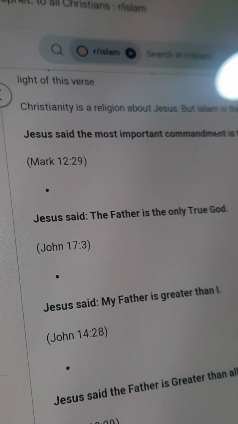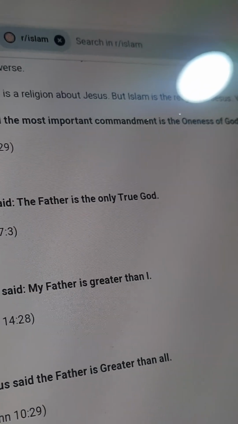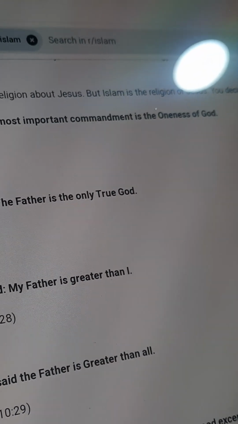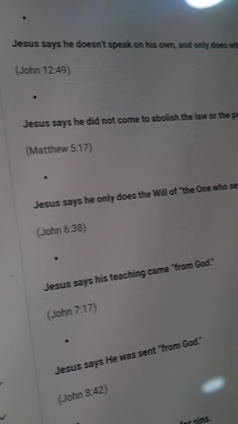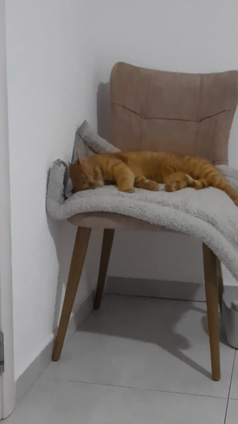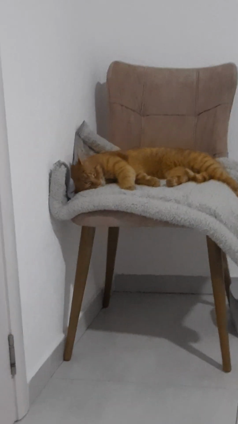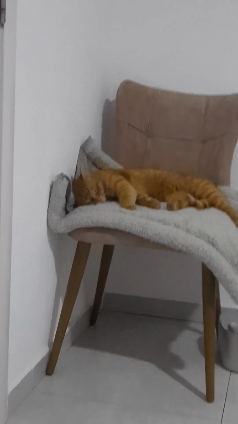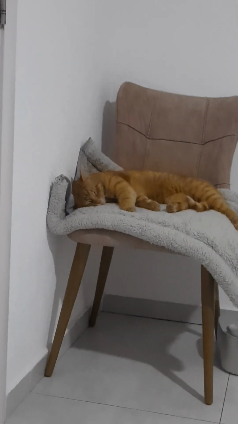Mark 12:29, Jesus said that the most important commandment is the oneness of God. Not the Trinity, the oneness of God. John 6:38, Jesus says he only does the will of the one who sent him. The one who sent. God sent the messenger. So anyways, as you can see, if following the teachings of Jesus makes you Christian, I guess Muslims are more Christian than the Christians themselves, because we do not change Jesus' message. We honor him as a prophet, as a human.